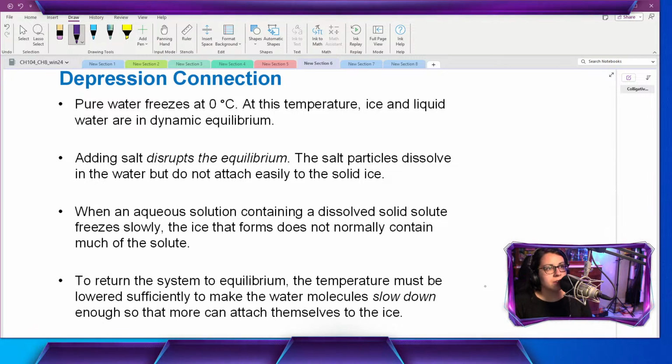And so this is, again, the text that kind of goes along with what I was saying. And so let's just think about salt disrupting our equilibrium. So again, it disrupts that packing. And so these salt particles also dissolve in water, but they do not attach easily to ice. And so what you find that freezing does is it helps purify the water and gets rid of some of those ions from that freezing of the crystal lattice. But again, we have to lower our temperature to go back to equilibrium.